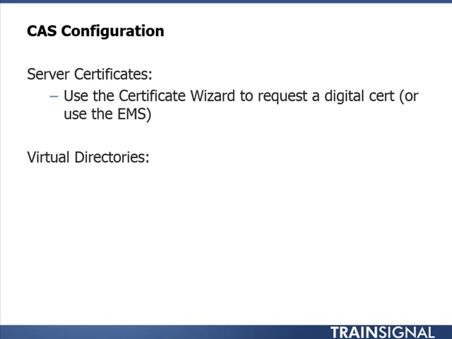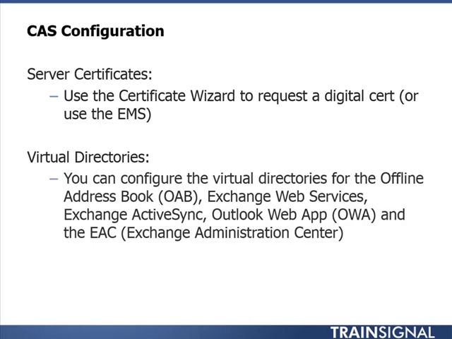And you can also configure virtual directories. You can configure the virtual directories for the Offline Address Book, OAB, Exchange Web Services, Exchange ActiveSync, Outlook Web App, and the Exchange Admin Center. Let's jump over to our CAS server. We'll look at the Exchange Admin Center, and we'll take a look at what you can configure through the EAC in terms of virtual directories. Obviously, you can also go through the IIS management tools, but we'll just stick with the virtual directories options in the Exchange Admin Center.